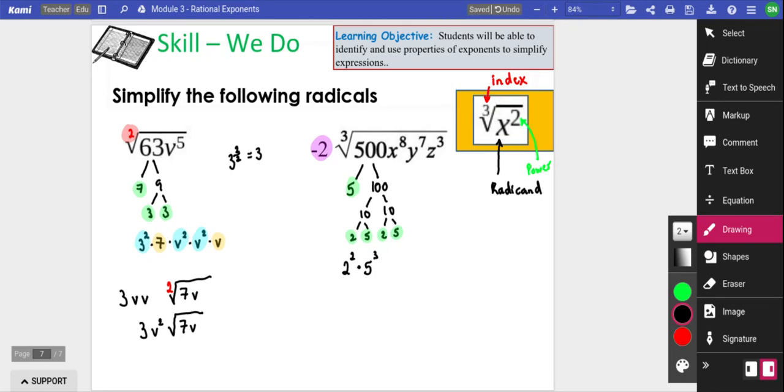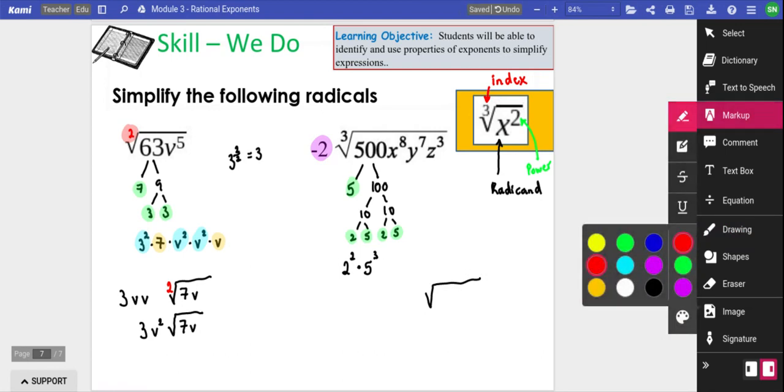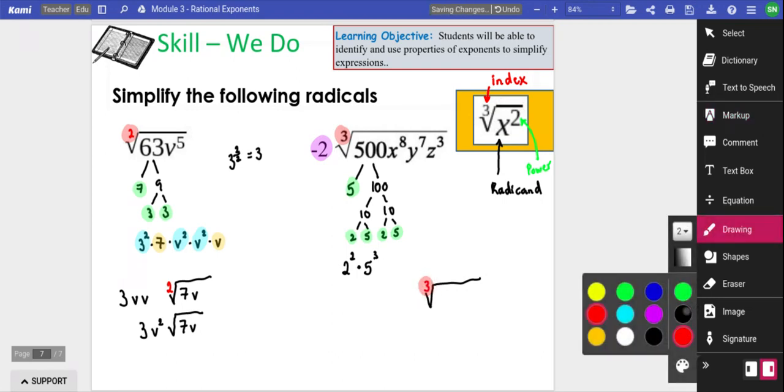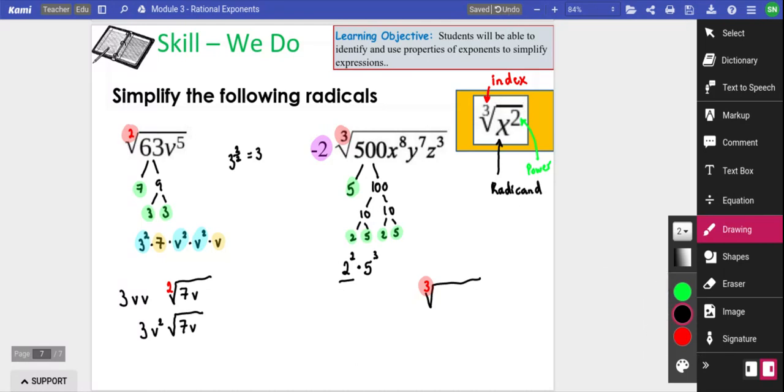Bring down the radical. In this case, the index is given to us, so it's 3. We have to put the index of 3. And also, we have to group everything with the exponent being 3 at most. This one has an exponent of 2. We're okay with that. The 5 has an exponent of 3. We're okay with that. Let's take care of the letters now.